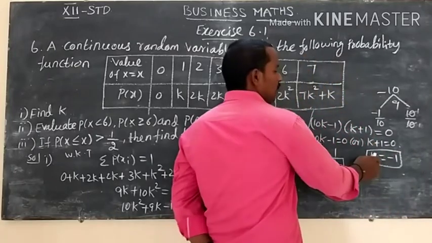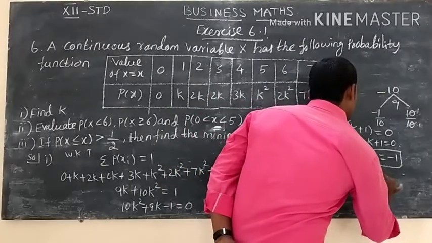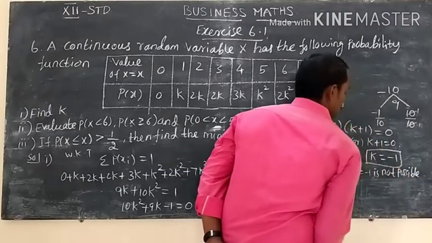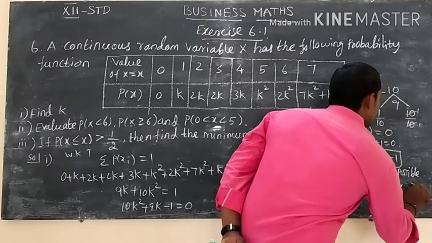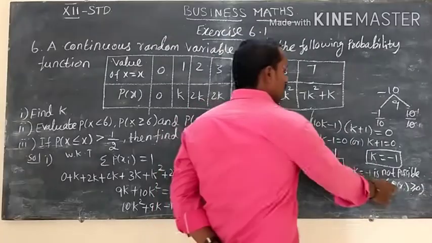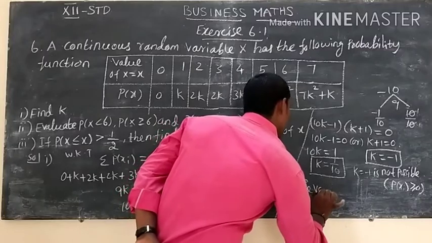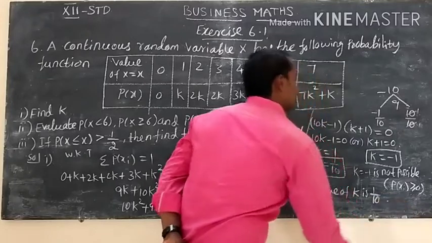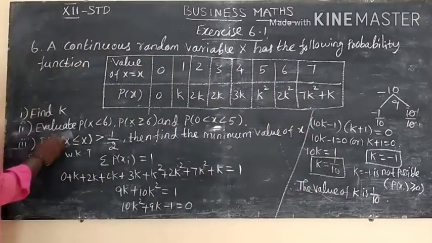This is not possible because k equal to minus 1 is not possible, because p of xi is greater than or equal to 0. So now only the positive value exists. So the value of k is 1 by 10. Therefore, the value of k is 1 by 10. Understood? This is the first subdivision answer.